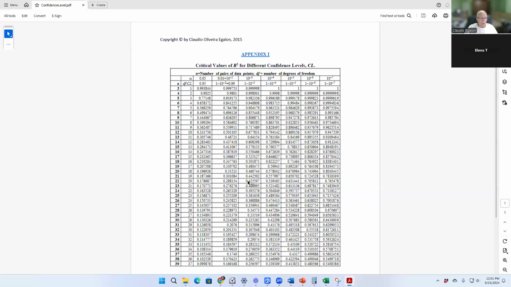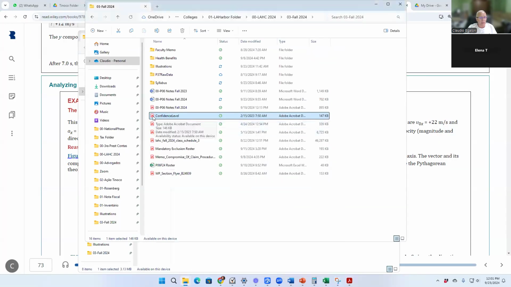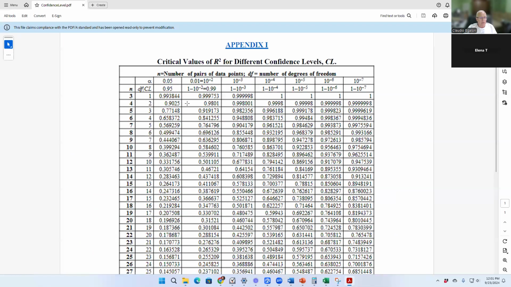So here you go. How many data points do you have in your graph? Do you remember? You have to use this table to find out the upper and lower boundary. Either the first, second, or third graph. They all have the same number of data points. I have 6. Okay, so they all have 6. So you have to concentrate on this row here of the table.